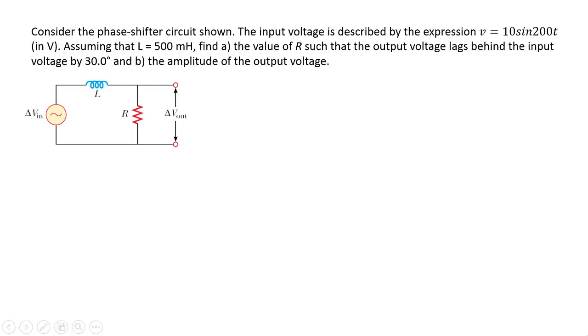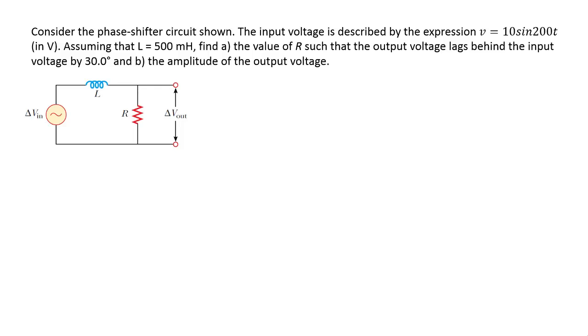Consider the phase shifter circuit shown. The input voltage is described by the expression V equals 10 sine 200t, given in volts. Assuming that the inductance is 500 millihenry, find the value of the resistance such that the output voltage lags behind the input voltage by 30 degrees, and the amplitude of the output voltage.